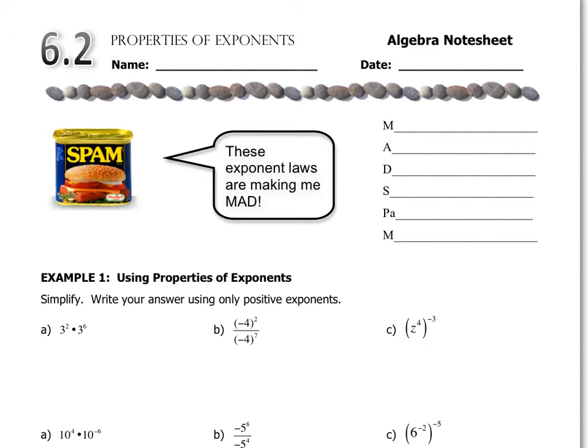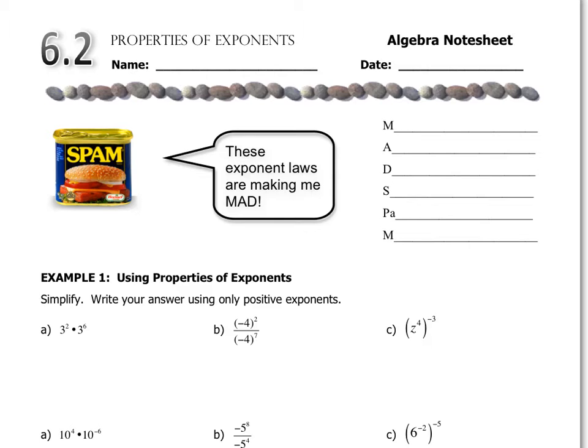Today we're going to talk about properties of our exponents. Being able to work with our exponents is going to be critical in your success in algebra and a lot of your math courses going forward. So understanding how they all can go together through our different operations is really important.